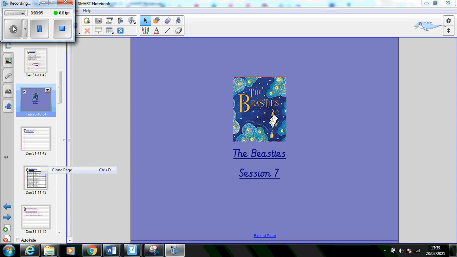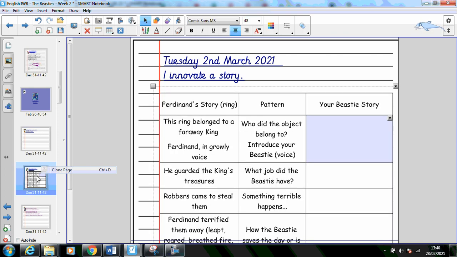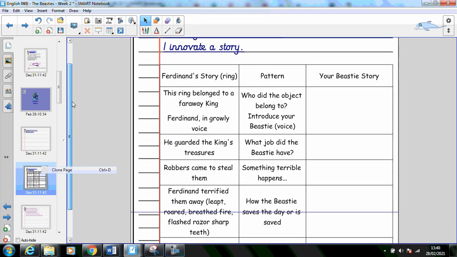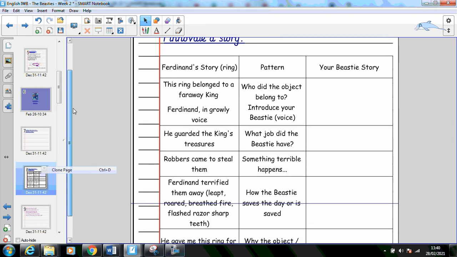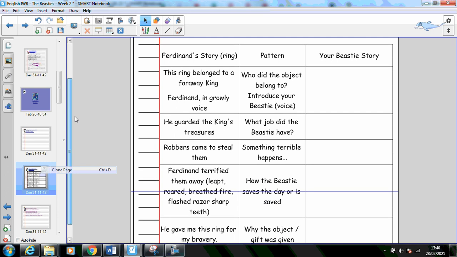Welcome to the second of our sessions this week, looking at the Beasties story. So today we're going to innovate a story. That means we're going to make it our own. We're going to change it and hopefully improve it. To help us do that, we look at the pattern of the story. As we've talked about last week, the stories that the Beasties tell have a beautiful pattern to them, and that structure is going to help us with our writing.